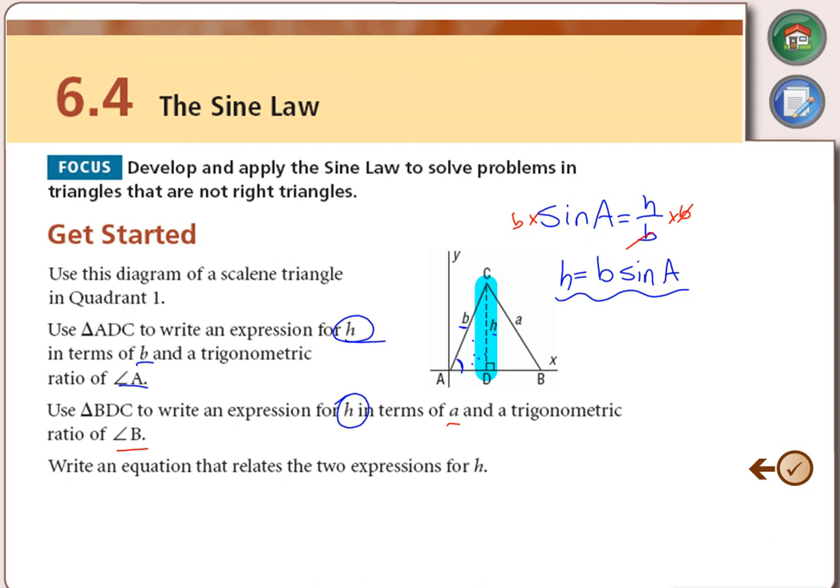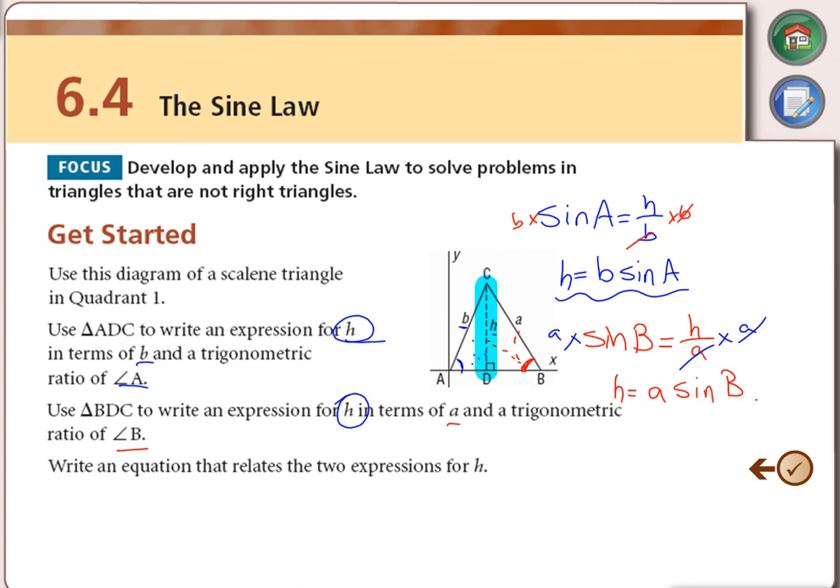Again, from angle B, we've got opposite being H, and hypotenuse being A. So sine of B this time is equal to H over A. Let's do the same thing and isolate H. That means multiply by A, and those cancel off. We get H is equal to A sine B.